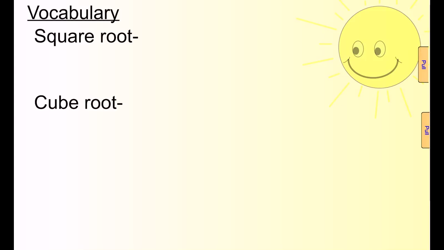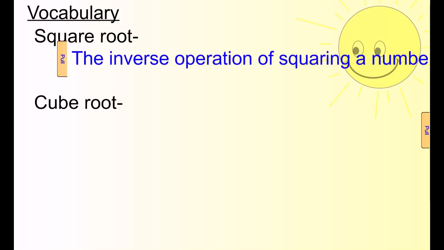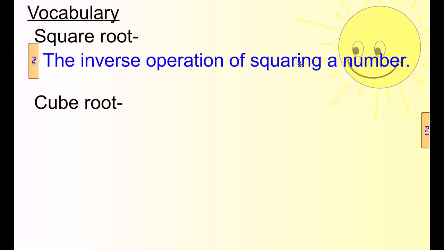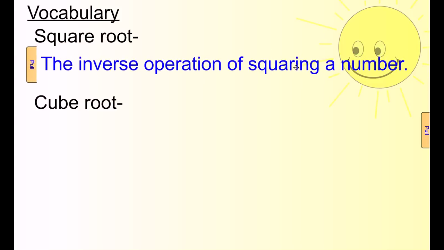Okay, so let's see here. Square roots. The square root of a number is the inverse operation of squaring a number. Every operation in math has an opposite. So the opposite of addition is subtraction. The opposite of multiply is divide. The opposite of squaring something, like a squared, is the square root of that thing. So a squared square rooted cancels out the square.